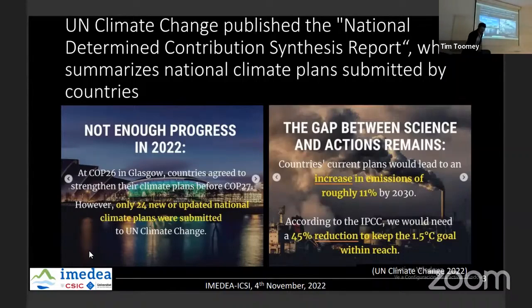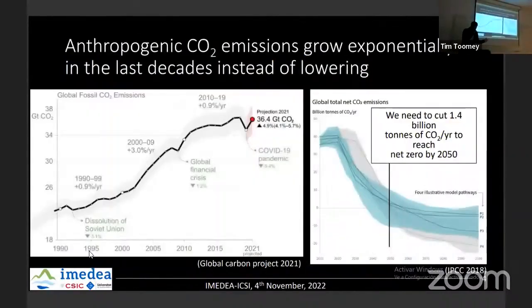under 1.5 degrees. So to see it more in the plots on the left side, here there is the anthropogenic CO2 emissions over the last 30 years, in gigaton scale. As you may notice, the tendency is to grow, not lowering. Even after the COVID pandemic, it restarted to grow instead of lowering.